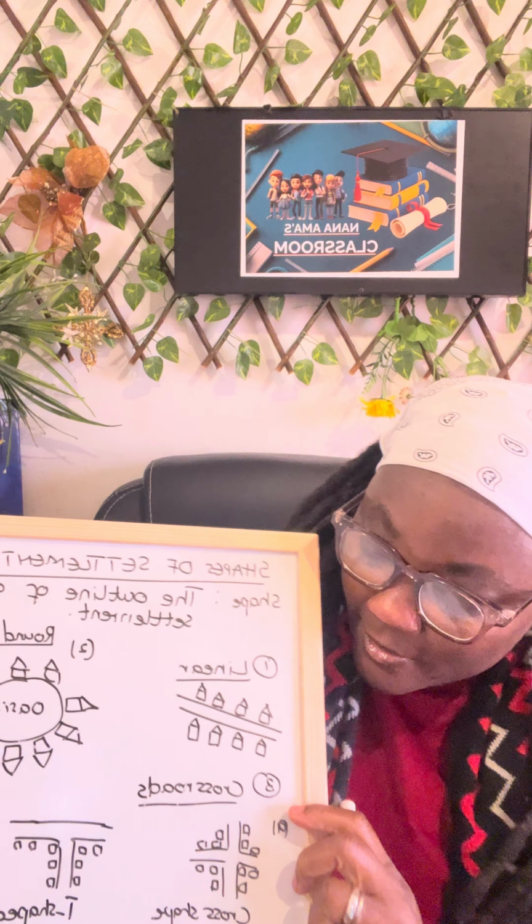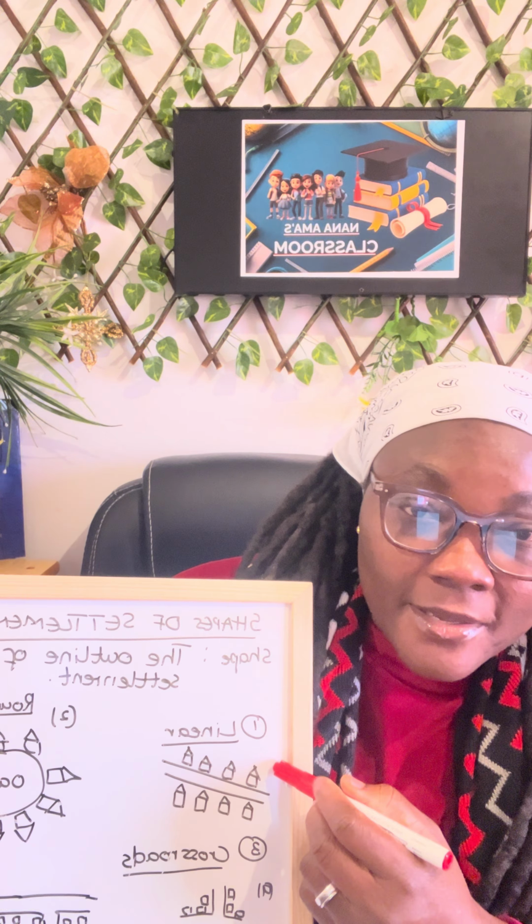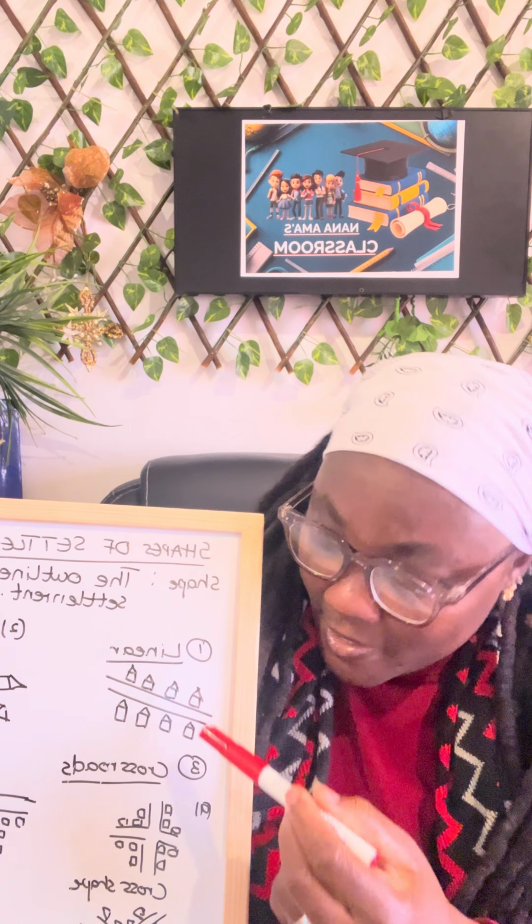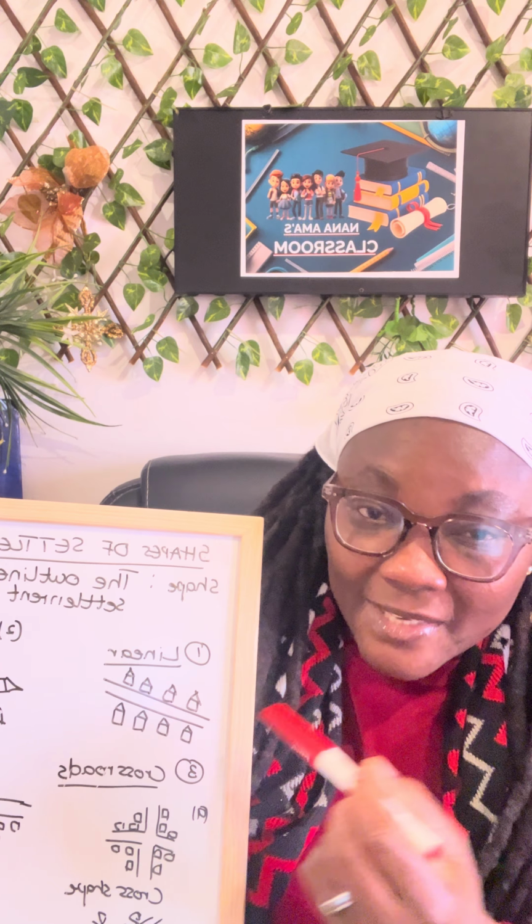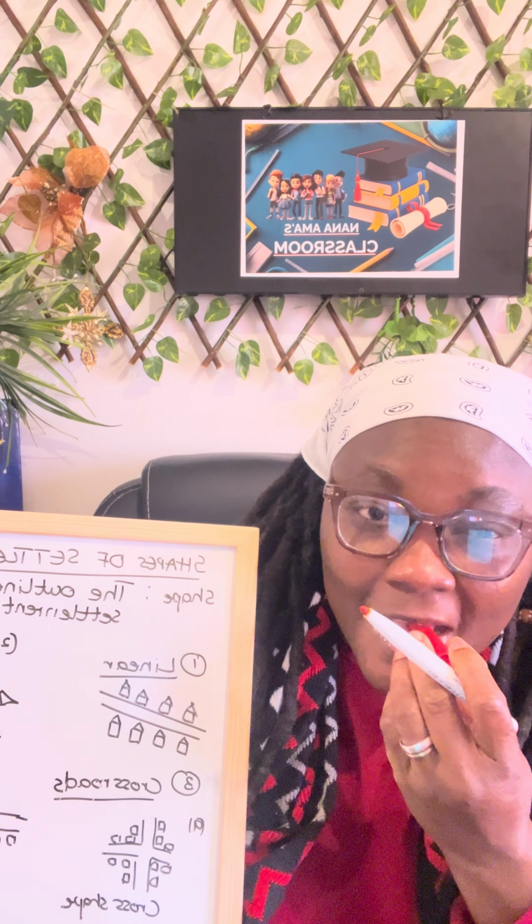And this is the example I've given you here. It is linear, in the form of a line. So this is a road. I've put it here. This is a road.